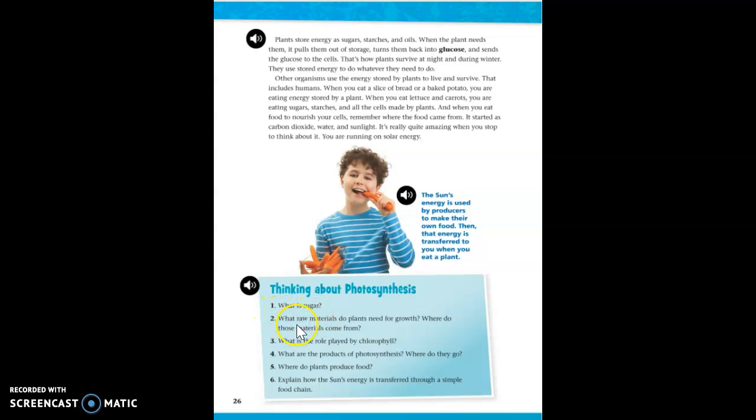What is sugar? What raw materials do plants need for growth? Where do those materials come from? What is the role played by chlorophyll? What are the products of photosynthesis? Where do they go? Where do the plants produce food? And explain how the sun's energy is transferred through the simple chain.